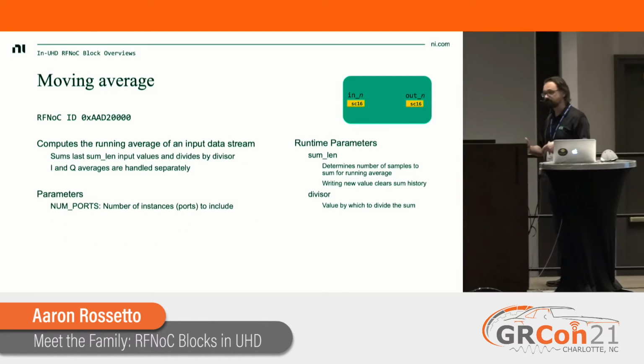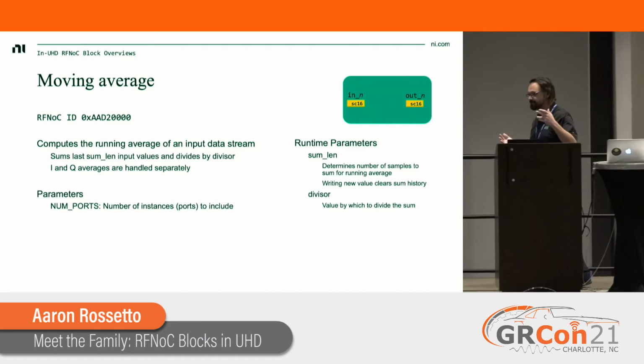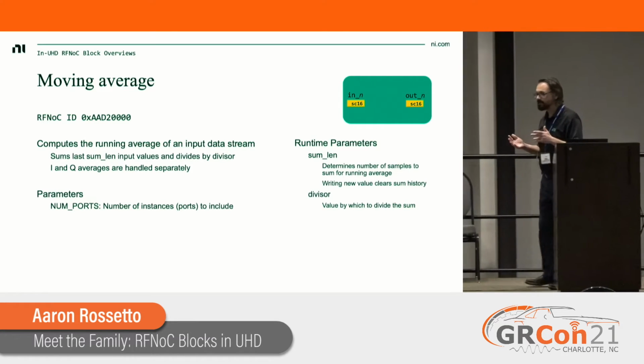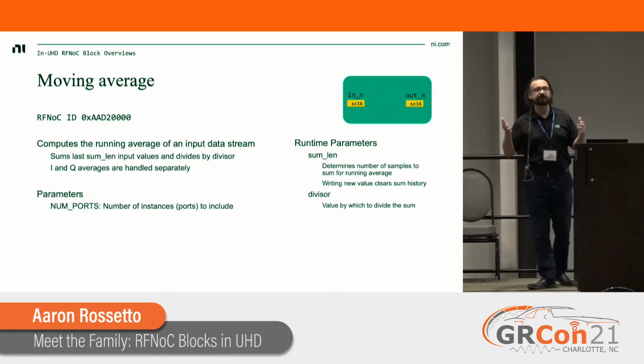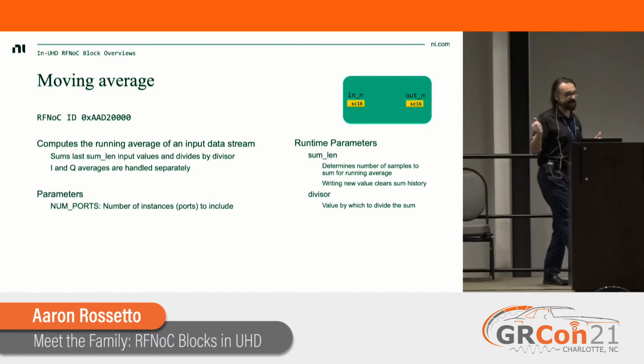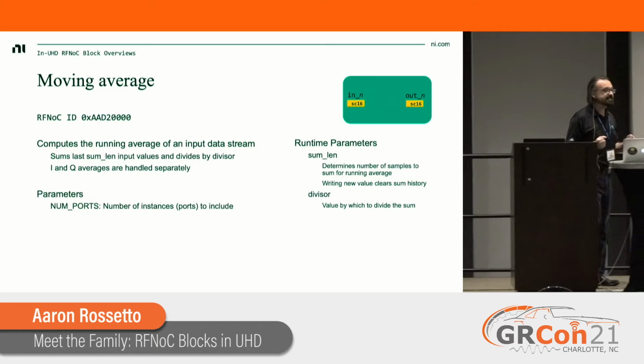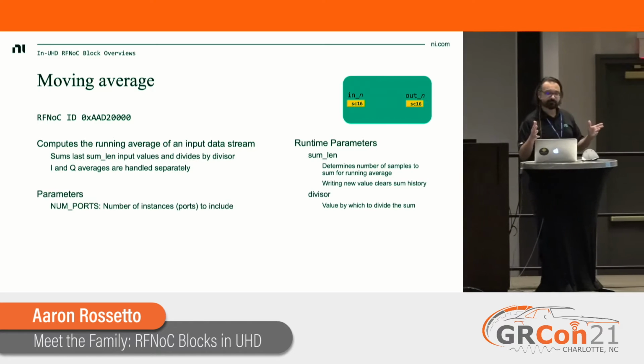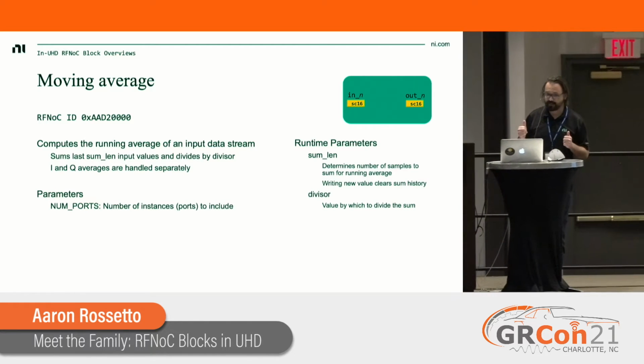The moving average block does exactly as it sounds. It takes in a stream of samples, sums the last n samples and divides it by a divisor, and outputs that through the output port. In this case, you can control the length and the divisor at runtime.